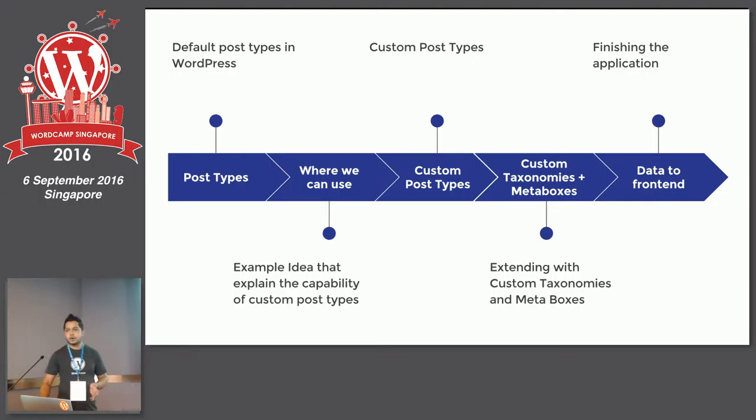First, I'm going to talk about the default post types in WordPress. Then we will see where we can use custom post types in our WordPress projects. Then we can see how we can create a custom post type. Then there's some other functionality to extend custom post types. Finally, we can see how we can get data to the front end and finish the applications.